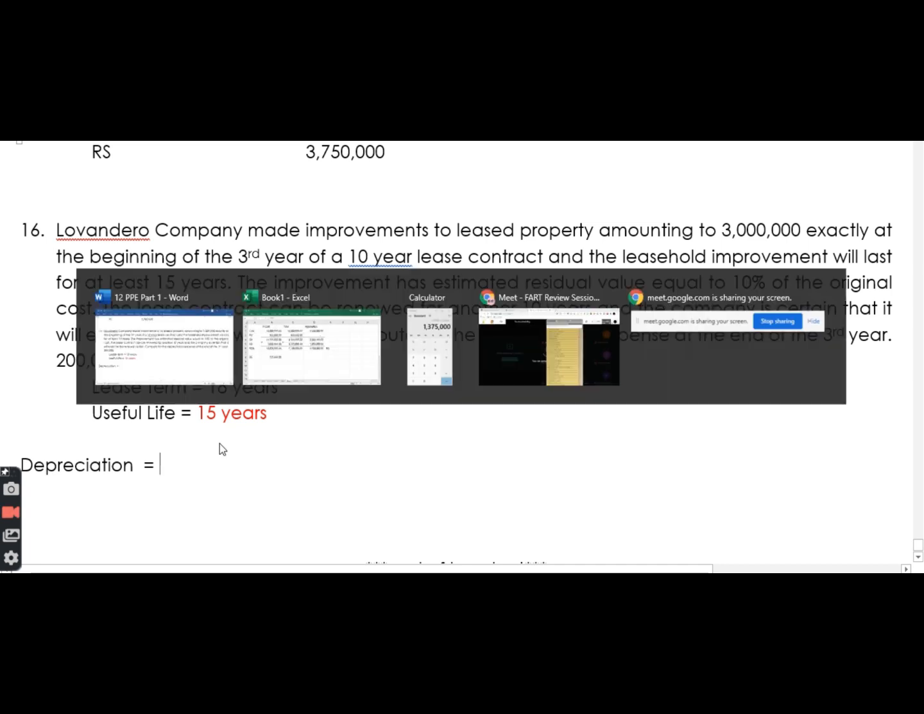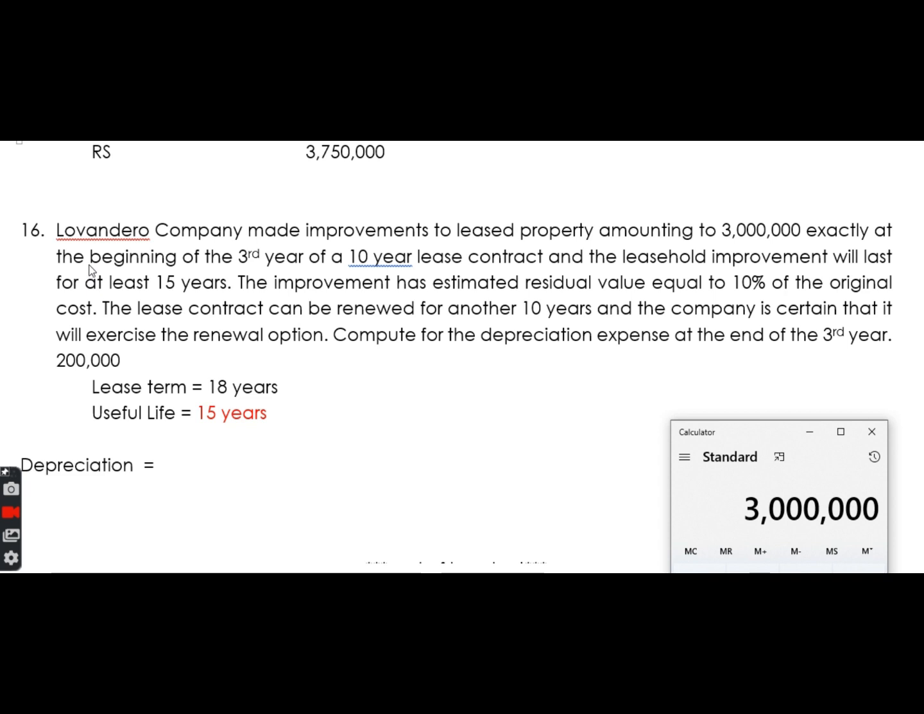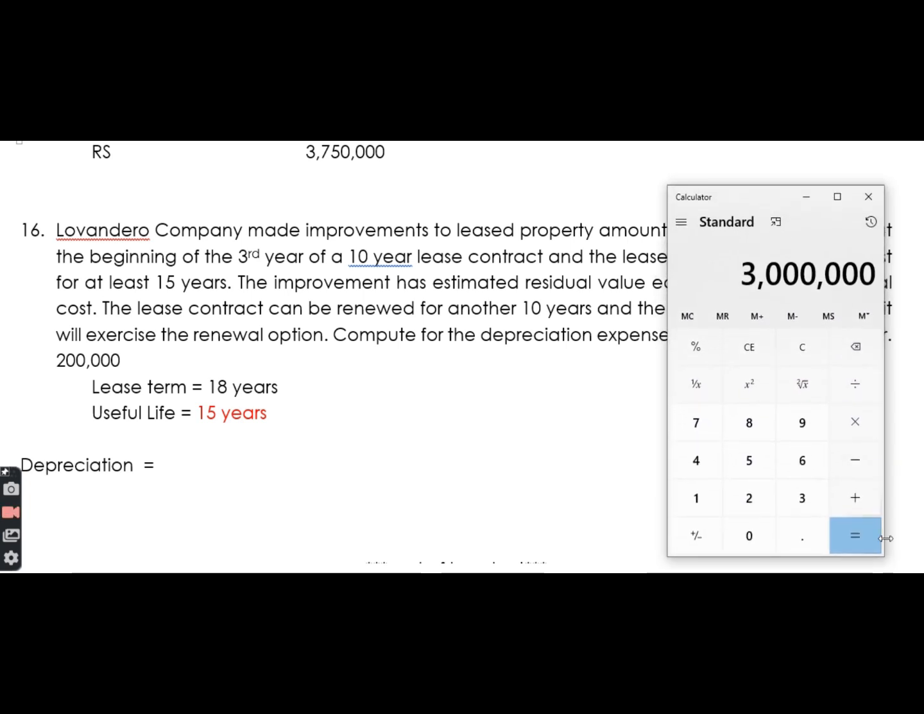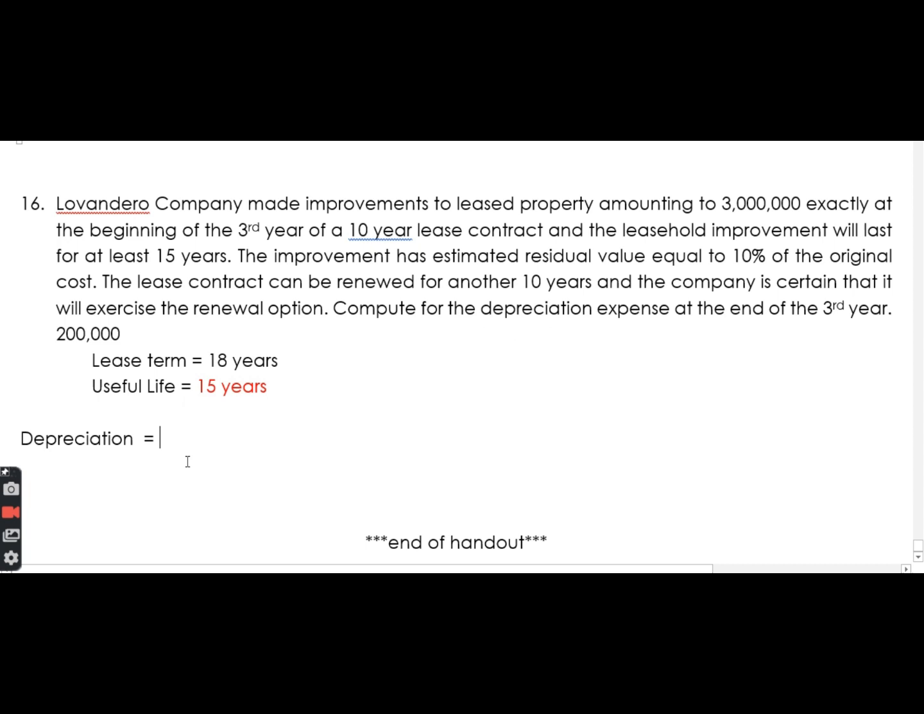So ang gagawin natin will be 3 million, labas lang natin yung calculator. 3 million. May binigay na residual value. Lagi mong tatandaan kapag nag-lease ka, okay, at may residual value man yan, hindi sa'yo mapupunta ang residual value. Kasi, pag aalis ka, hindi mo naman pwedeng kunin yung leasehold improvement eh. Mag-stay yan doon sa inuupahan mo. Kaya i-ignore mo ang residual value. So, 3 million tayo diretso, tapos i-divide natin ng 15 years, 200,000 na. Kaya yun yung sagot, 200,000 ang ating depreciation. Okay. So, that is the answer doon sa ating first part ng property, plant, and equipment.